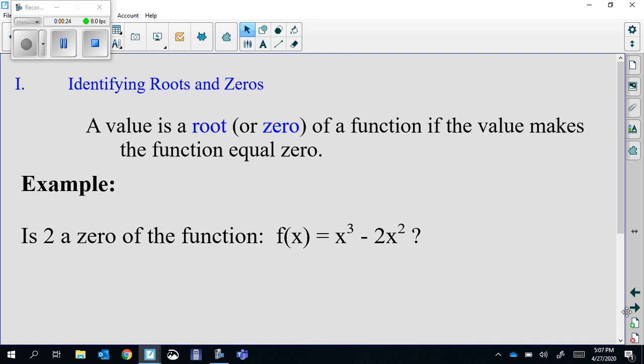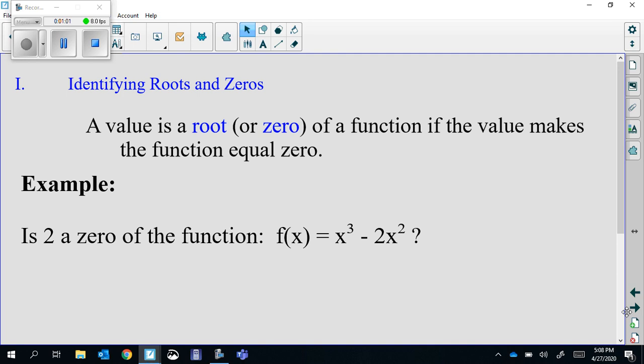Roots and zeros are also like x-intercepts. It's the function... or a root or a zero. Those words are used synonymously. It makes the function equal 0. That's one of the reasons it's called a zero. So if you plug it in, you get 0. That's the answer, which means it's the same thing as being like an x-intercept.